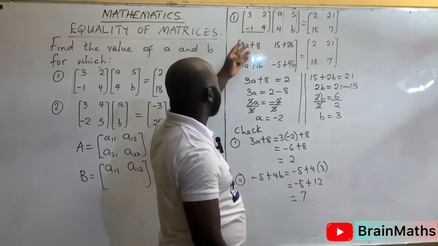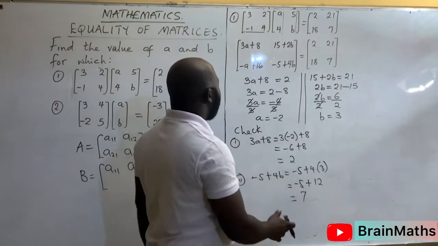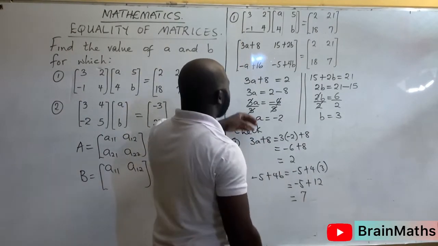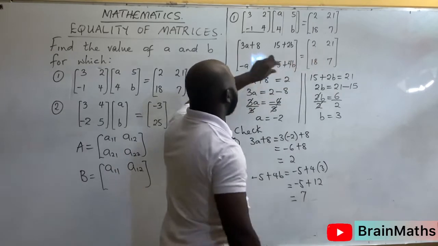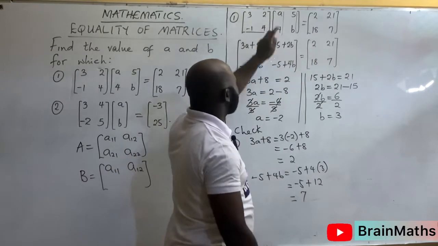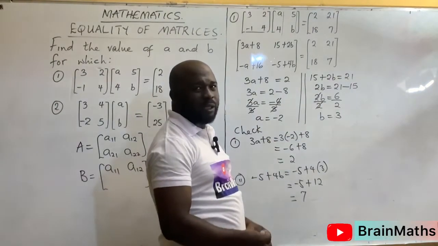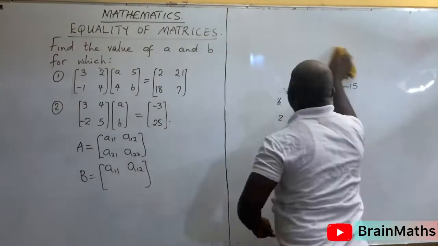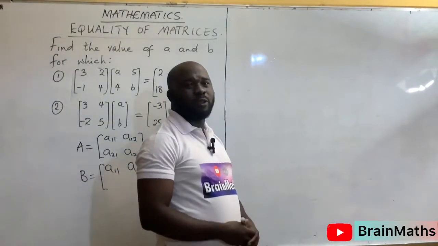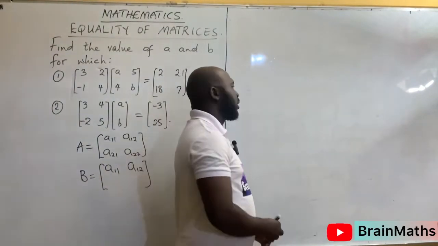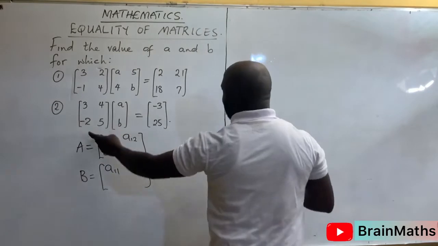So we don't need to stress ourselves much on this, as we have seen that this matrix is the same thing as this matrix after we have gotten the value of our A and B. Having solved question number 1, let's try to look at what question number 2 is going to give us.